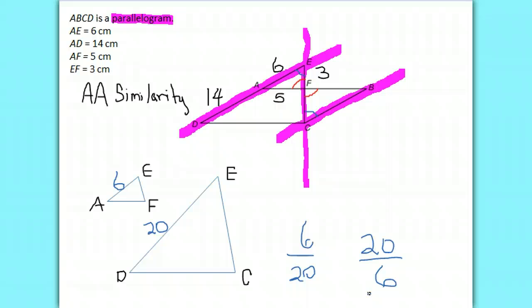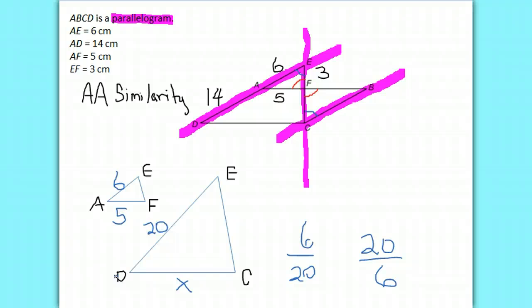For part C, it says calculate DC and show your work. Well, what you're wanting to do here, because you know that these two triangles are similar, you know that the sides are proportional. So if you look at DC, over here in this triangle, that corresponds to side AF, and you do know AF. And so you know three sides, you're missing this side, you should be able to set up a proportion and find that.